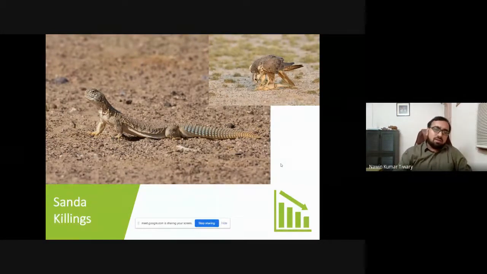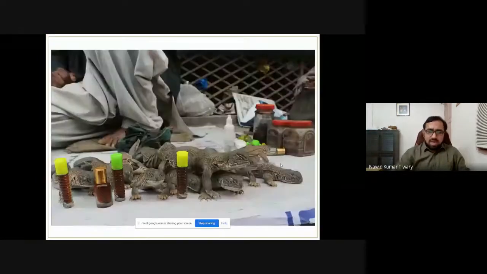And they are killed. The image in the inset is a laggar falcon, for whom the Sanda, or the spiny tailed lizard, is one of the staple foods. So that's a part of the food chain. The natural killings are not the offset for the population of spiny tailed lizards in the Thar Desert. What actually is the offset to the population is the wrong belief that the oil extracted from the spiny tailed lizard, which has a layer of subcutaneous fat tissue beneath its skin, is a cure for various ailments, including muscular pain, joint pains, bone issues and impotency.